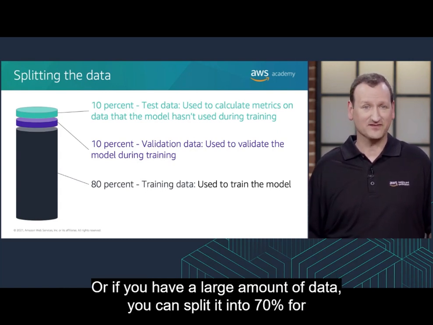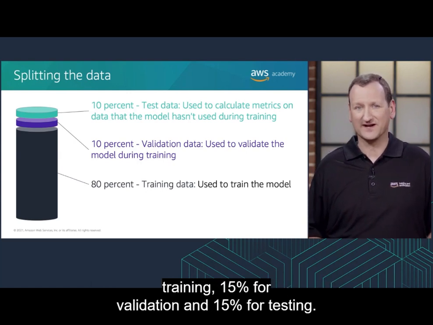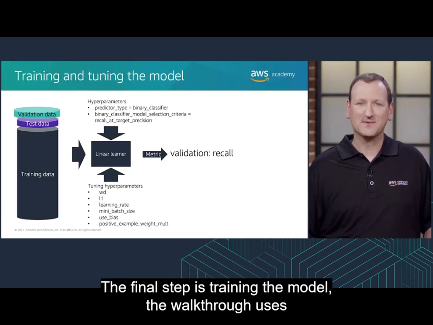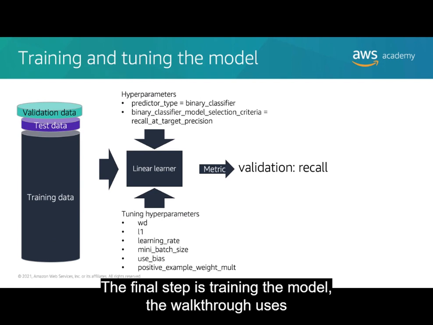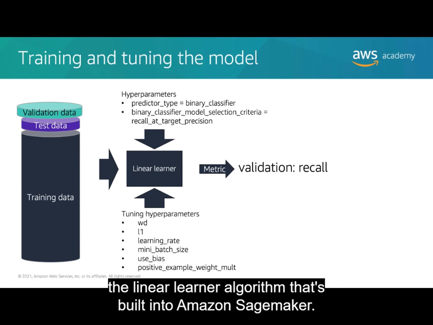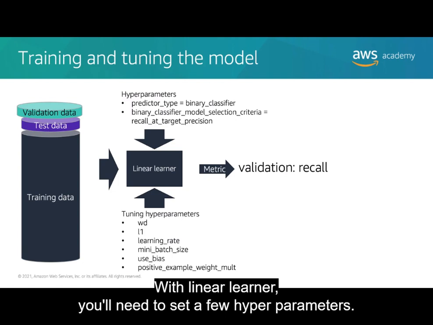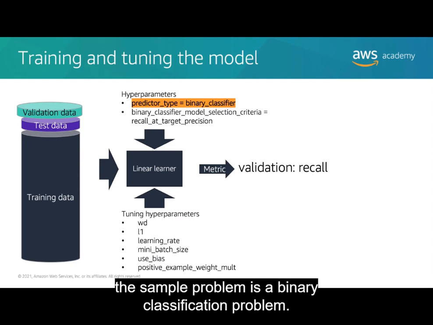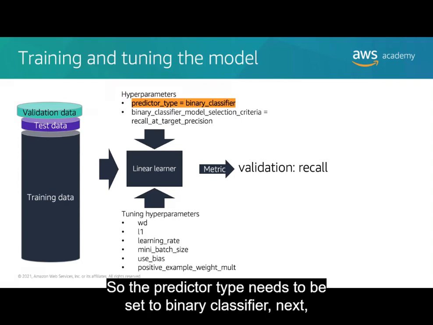Or if you have a large amount of data, you can split it into 70% for training, 15% for validation, and 15% for testing. The final step is training the model. The walkthrough uses the linear learner algorithm that's built into Amazon SageMaker. With linear learner, you'll need to set a few hyperparameters. The first hyperparameter is predictor type. The sample problem is a binary classification problem, so the predictor type needs to be set to binary classifier.